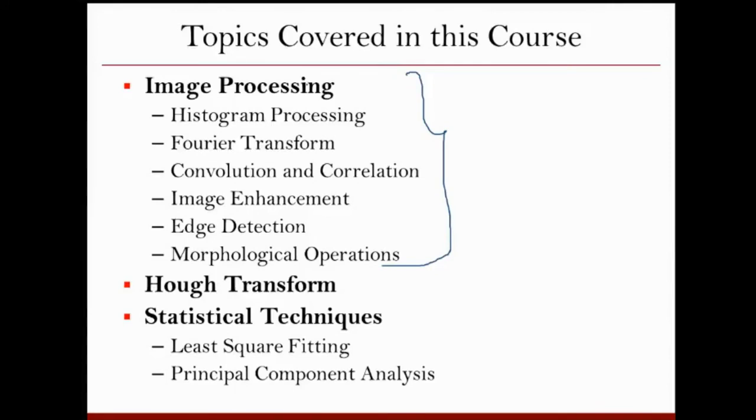So for computer vision, the essential part is image processing. First we will discuss some of the techniques from image processing, and then slowly as we advance, we will go more towards computer vision. Initially we will be discussing IP, image processing, and as we go towards the end of this course, we will be moving more towards the computer vision tasks. Okay. Some of the techniques listed here in image processing: we will be discussing histogram processing, Fourier transform, convolution and correlation, image enhancement, edge detection, morphological operations. These are some of the topics that we will discuss in image processing.